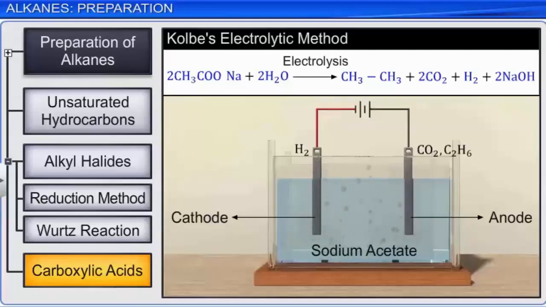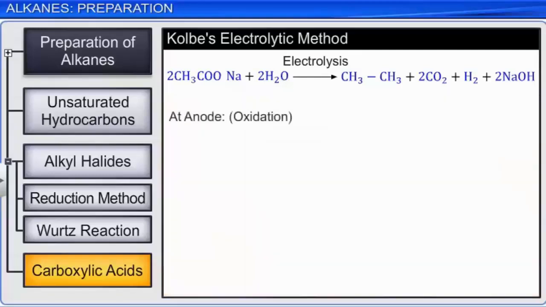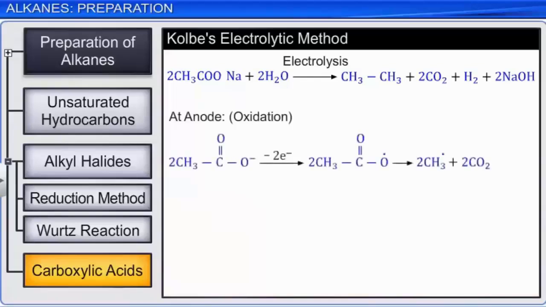The mechanism of the reaction can be understood through the following steps. At anode, the acetate ions in the solution lose electrons at the anode and form acetate free radicals. The acetate free radical lose carbon dioxide molecule and thus form methyl free radicals. The methyl free radicals further react and form ethane gas.